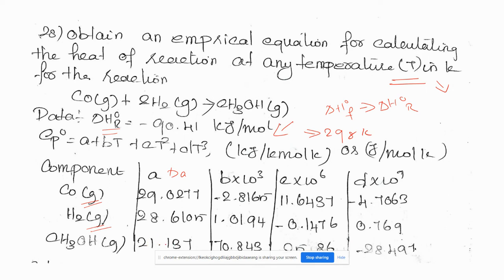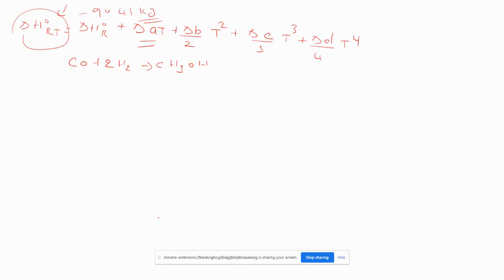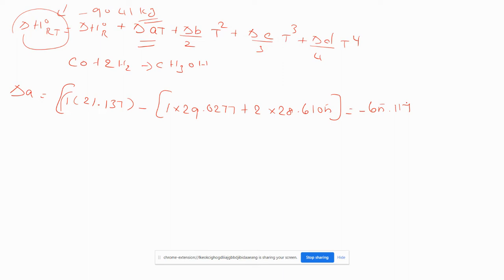21.137, 1 into 21.137 minus 1 into 29.0277 plus 2H2, that is the 2 into 28.6105. So now we will write del A. Del A is equal to 1 into 21.137 minus 1 into 29.0277 plus 2 into 28.6105. So you will get the answer as minus 65.117. Okay, same way now del B.